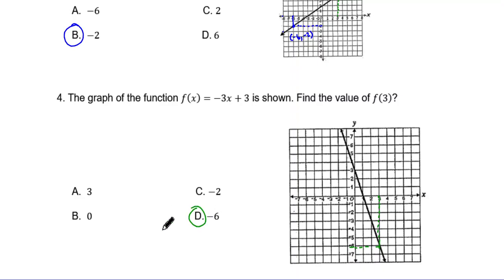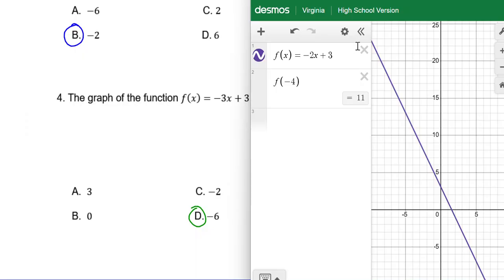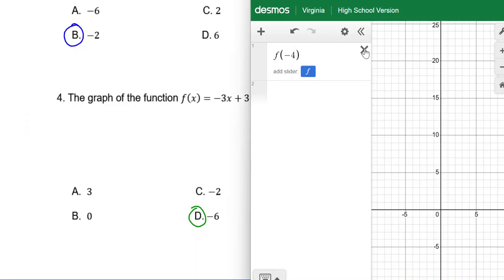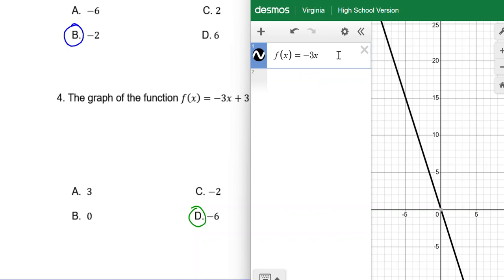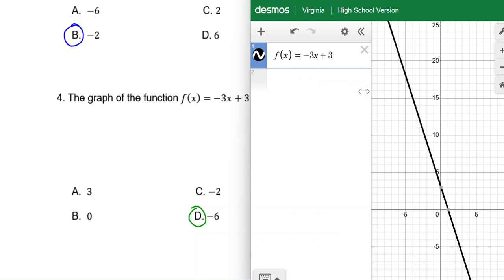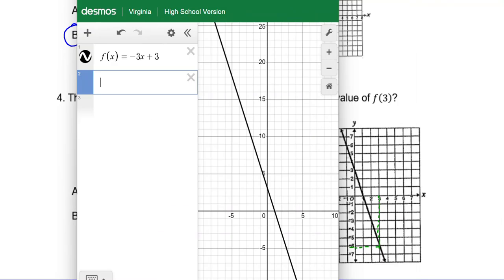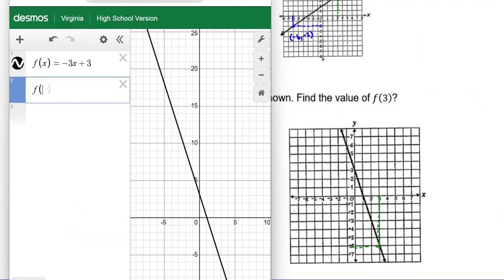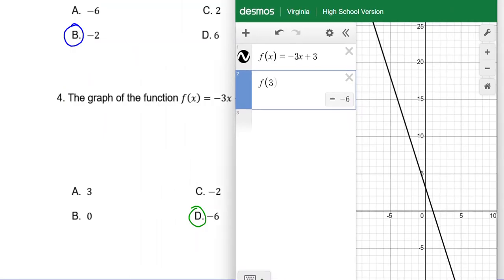I'll do it in Desmos as well, just so you know it's the same thing. So you have f of x is equal to -3x plus 3, and then we're looking for f of 3, -6. There you go, same thing.